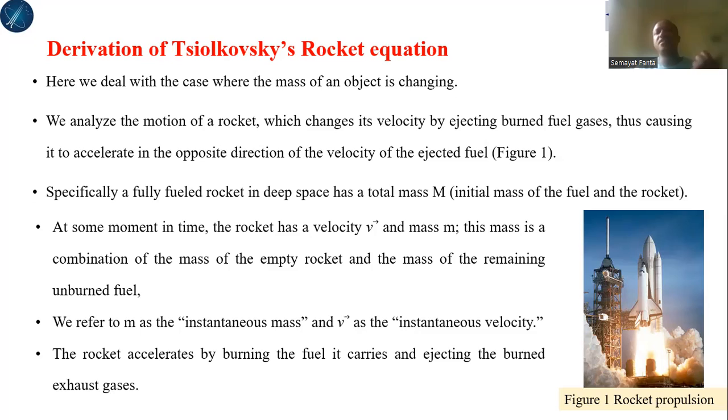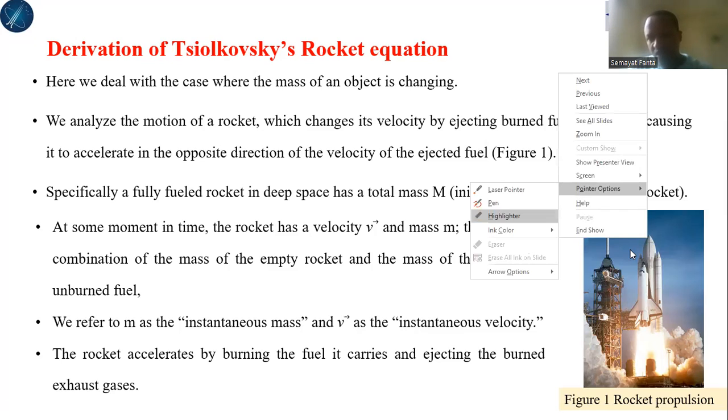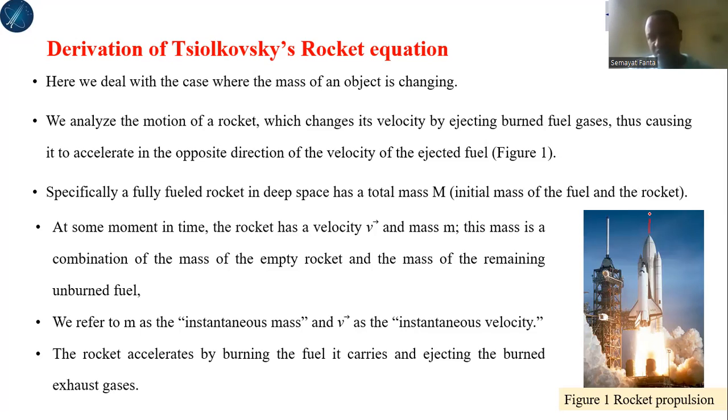So for such a case, we analyze the motion of a rocket, which changes its velocity by ejecting burned fuel gas. That causes acceleration in the opposite direction, the acceleration of the rocket in the opposite direction. So this is the acceleration direction of the rocket, and massive ejection of hot gas through the nozzle of the rocket. We call this the thrust, and these the ejected gases, and a momentum exchange will occur in between. So this is the way.